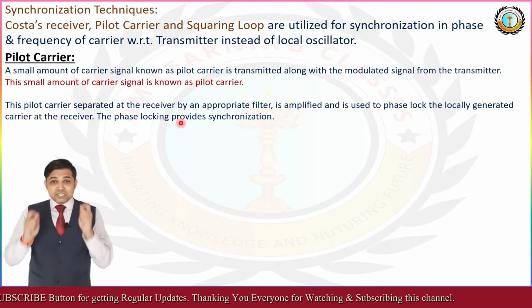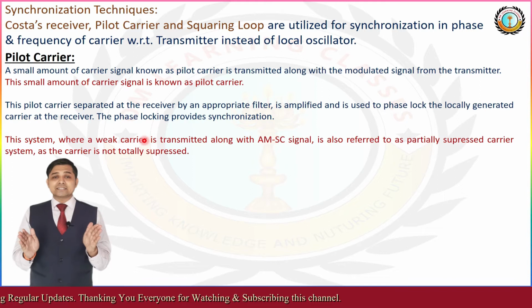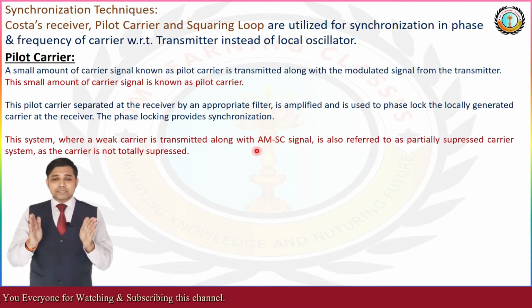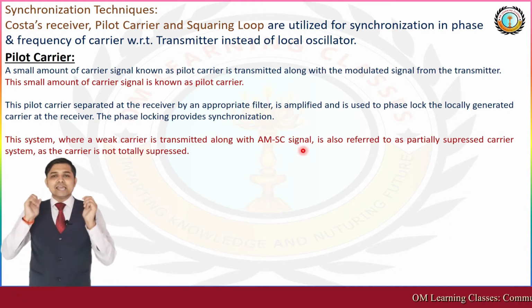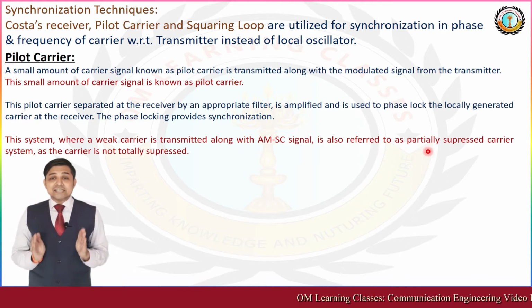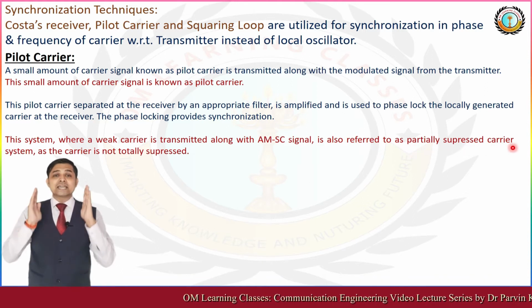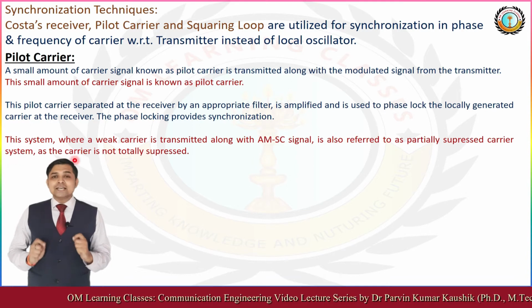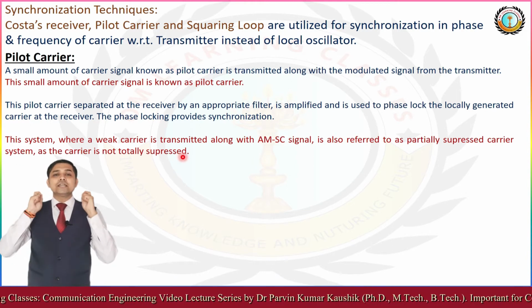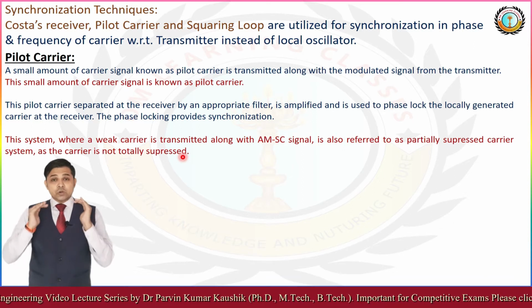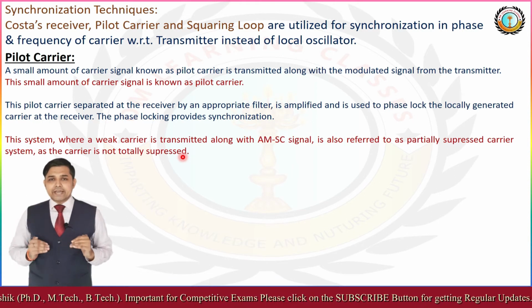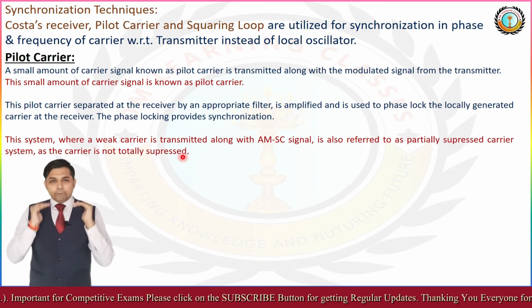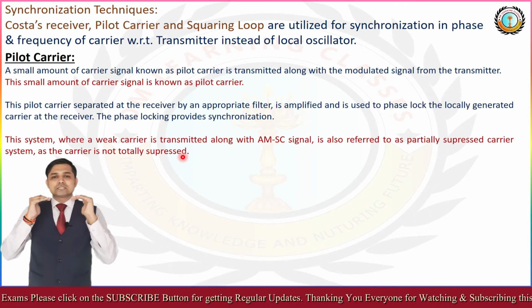And this system, where a weak carrier is transmitted along with the AMSC signal, AMSC meaning amplitude modulation suppressed carrier signal, is also referred to as a partially suppressed carrier system, as the carrier is not totally suppressed. So, the synchronization technique using pilot carrier is known as the partially suppressed carrier scheme.